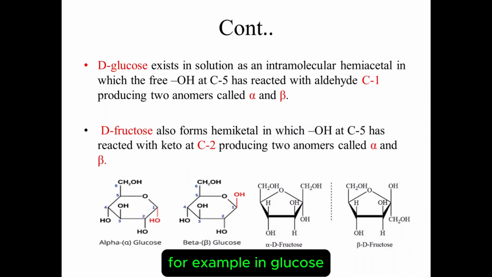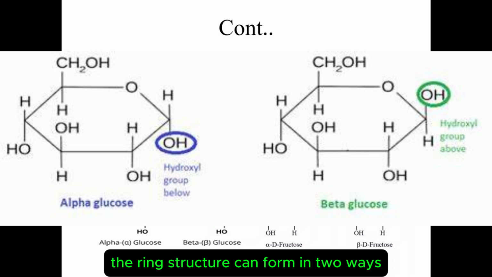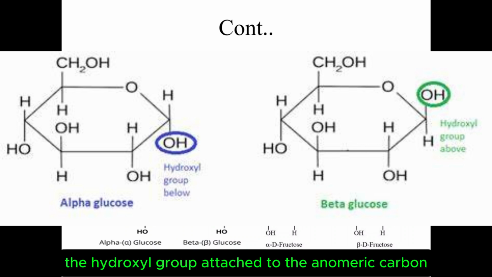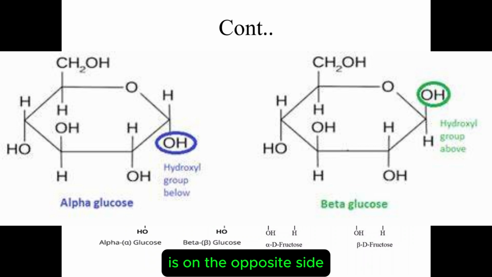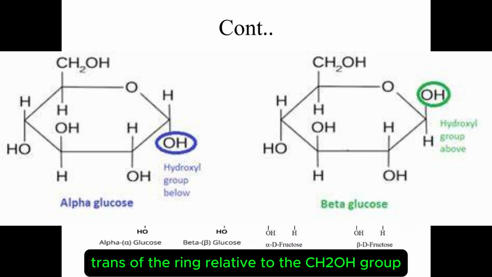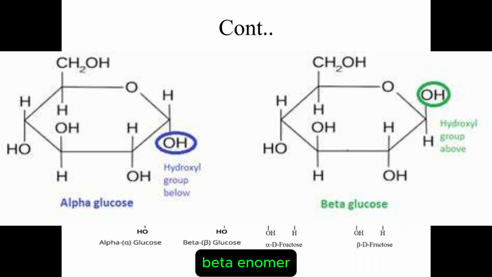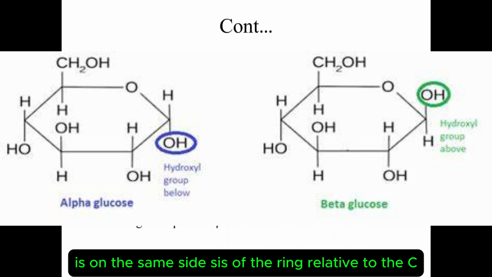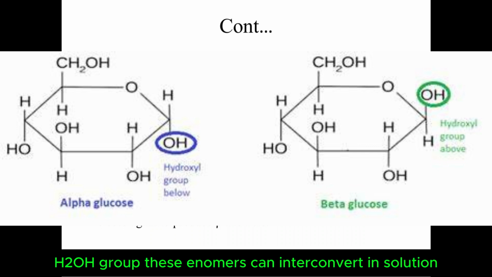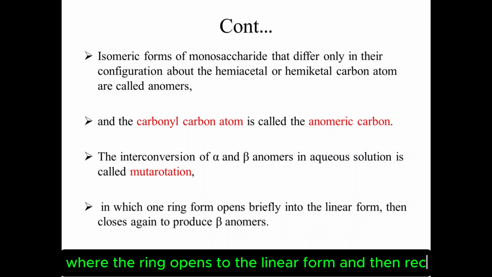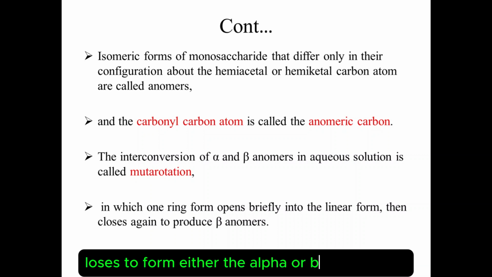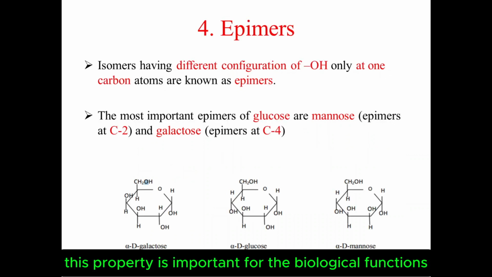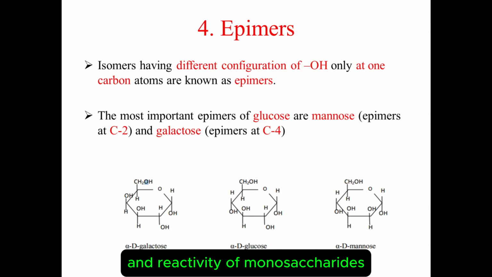For example, in glucose, the ring structure can form in 2 ways. Alpha anomer. The hydroxyl group attached to the anomeric carbon is on the opposite side (trans) of the ring relative to the CH2OH group. Beta anomer. The hydroxyl group attached to the anomeric carbon is on the same side (cis) of the ring relative to the CH2OH group. These anomers can interconvert in solution through a process called mutarotation, where the ring opens to the linear form and then recloses to form either the alpha or beta anomer. This property is important for the biological functions and reactivity of monosaccharides.